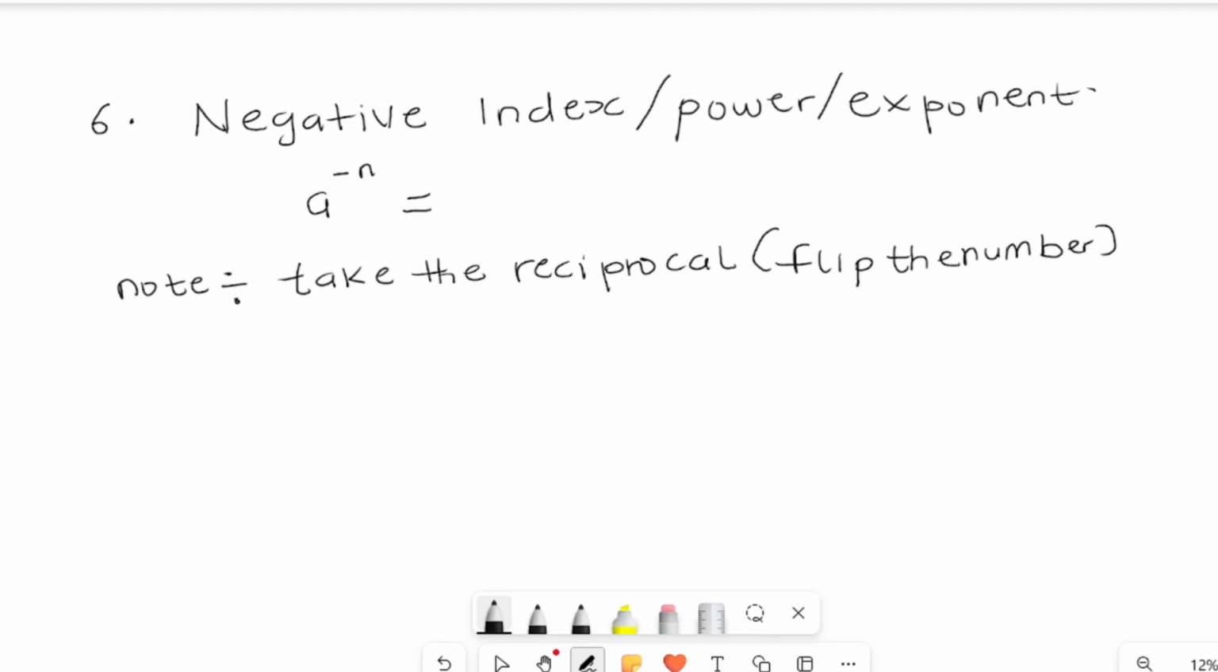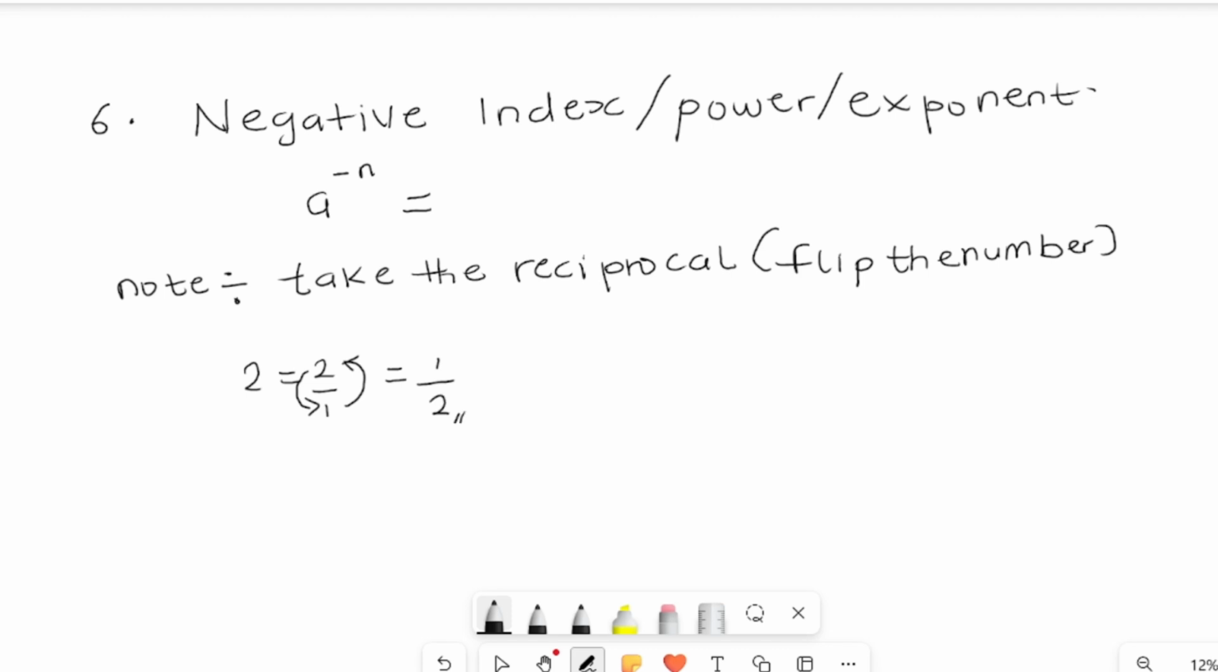Remember, in our previous video, I made mention of how we flip numbers. We say that 2 is the same thing as 2 over 1, right? And if you flip it, bringing 1 over here and taking 2 over here, it will be 1 over 2. That's taking the reciprocal, right?